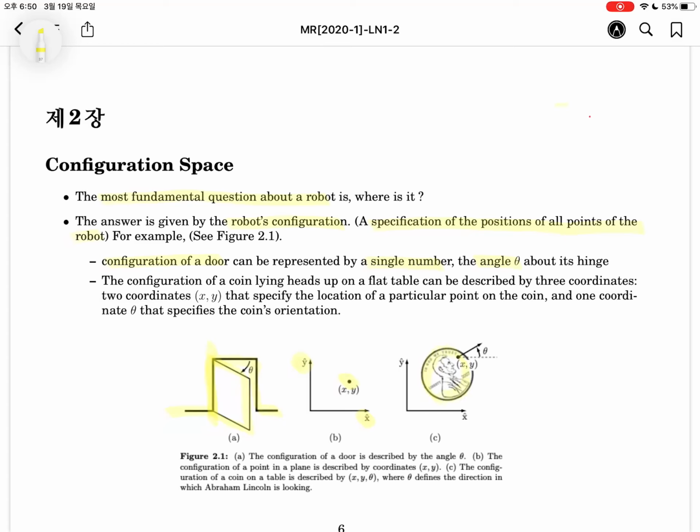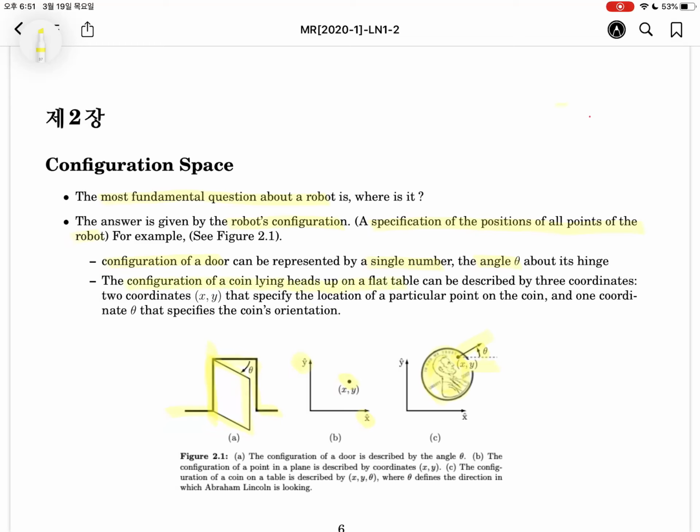Okay, let's consider a coin lying head up on a flat table. This is a rigid body, not a point. In order to explain the position inside the rigid body, let's take some point. This will require x and y position coordinates. And then, in order to describe the orientation of the rigid body, some angle should be specified.